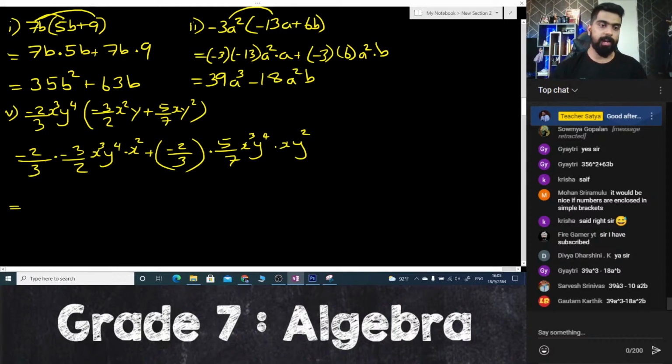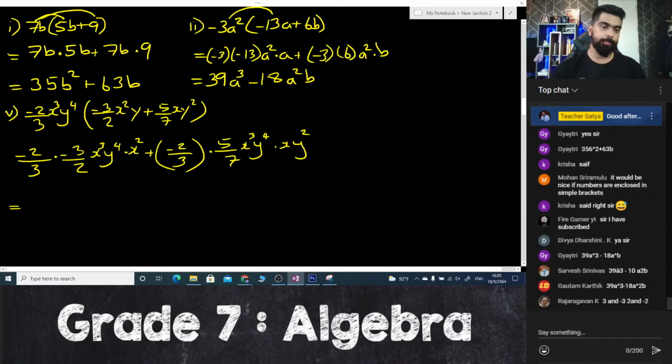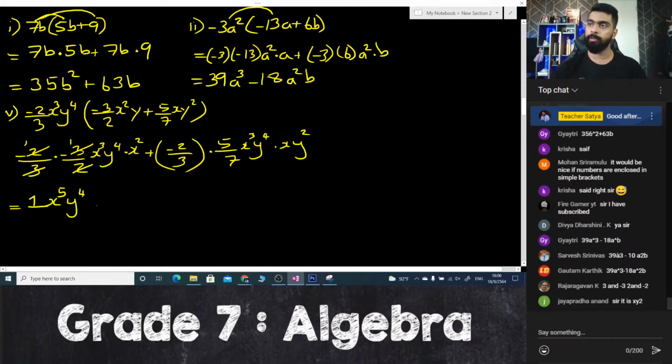All right, so let us simplify the terms. 3 and 3 are gone, bye-bye. 2 and 2 are gone, bye-bye. And again, negative 1 multiplied with negative 1 will leave us with 1. Let me write 1 for now. Now, x to the power of 3 times x to the power of 2 will give us x to the power of 5, and then we have y to the power of 4. So the first term, we are done.